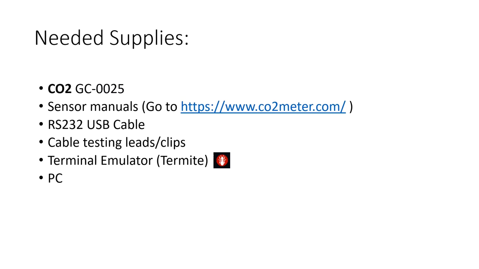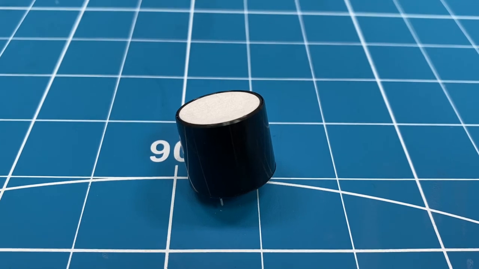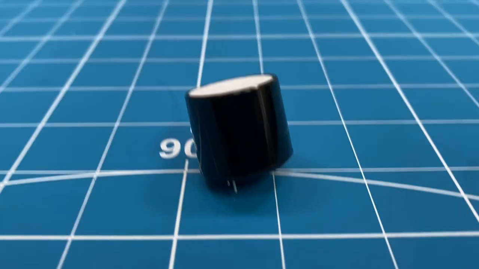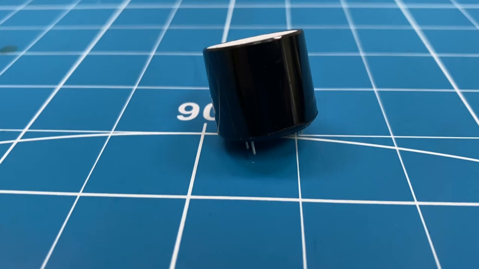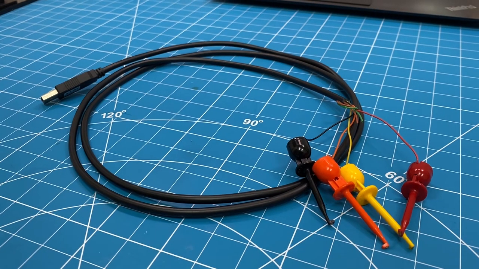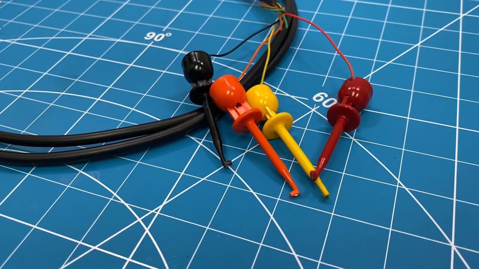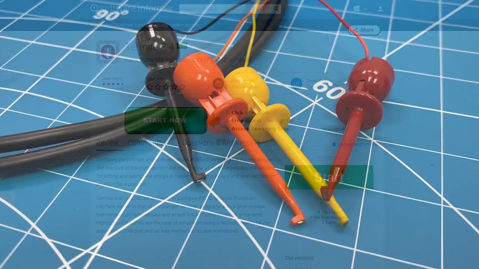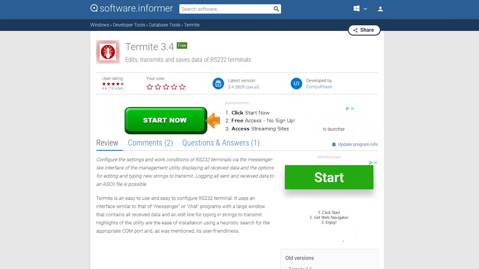First, you will need to gather a few supplies. The GC25, a 100% CO2 sensor, will be used in this video. This sensor has a 2 Hertz measurement rate, which will be important later in the video. You will also need the sensor manual, a RS232 USB cable, cable testing leads, your PC, and to download a free Terminal Emulator. In this video, I will be using Termite because it is simple and easy to use and also features a log file setting. However, any free Terminal Emulator should work as long as it offers some type of log file option.